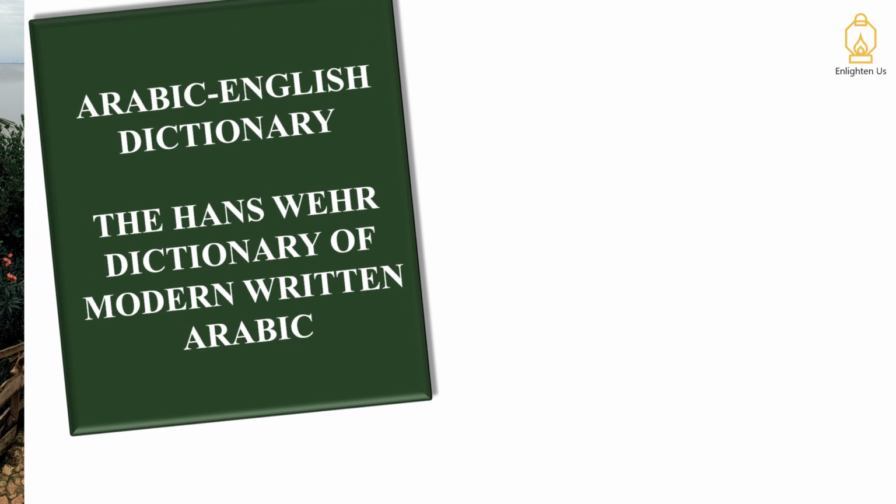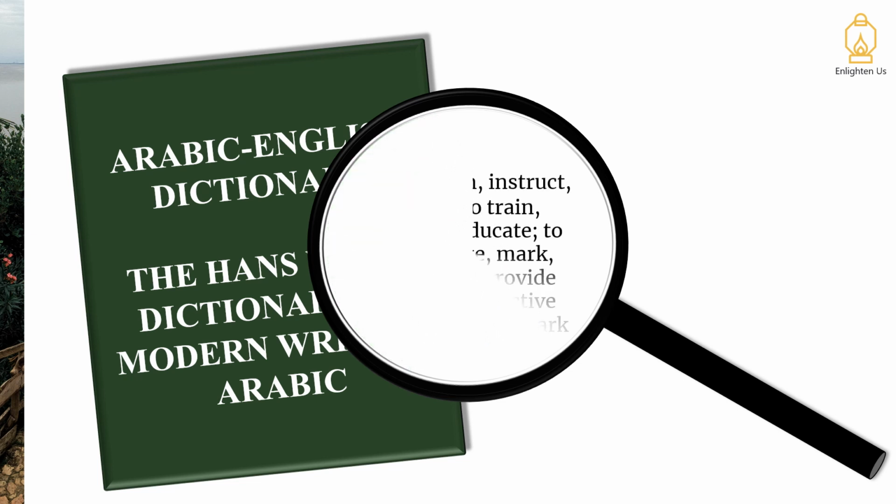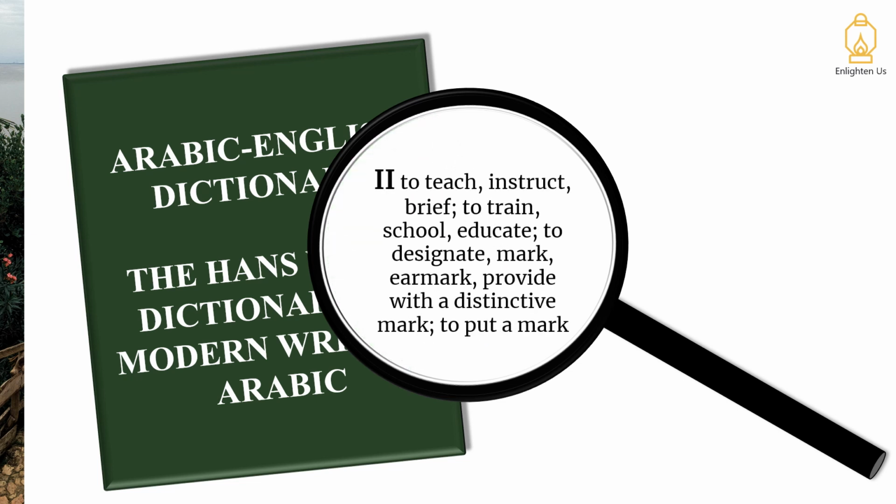Before we start, what we're going to do today is something slightly different. Rather than have a look at the definition of each single word, I'm going to provide you with the overarching definition for the verb form. So in this case, the overarching meaning is to teach, instruct, brief, to train, school, educate, or to designate, mark, earmark, provide with a distinctive mark, or put a mark on. Now let's have a look at our asma with this definition in the back of our minds.